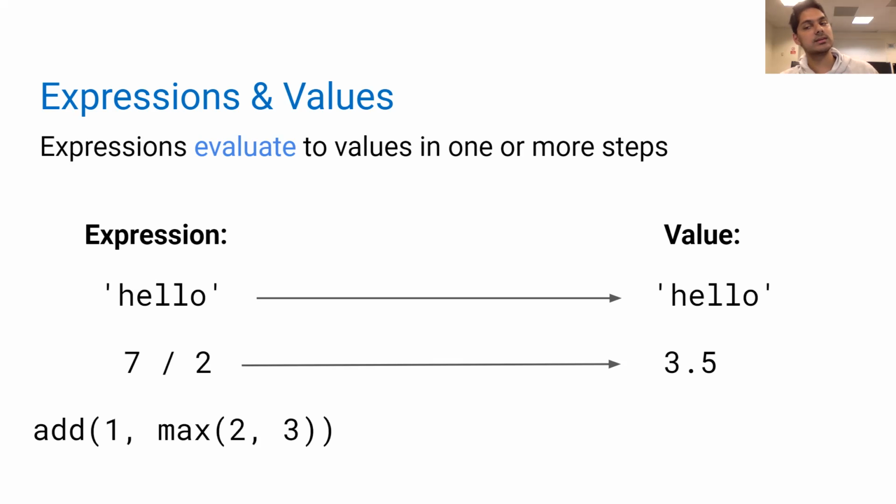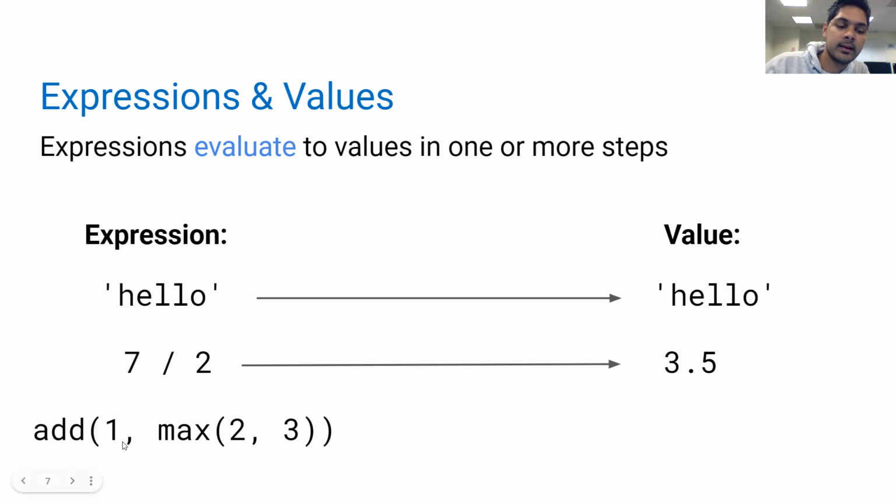This one gets a bit more complicated. We have the function add, which takes in the parameter 1, and then we have another function call, max of 2 and 3. What max does is take two inputs, input 1 and input 2, and return the maximum of the two. First, we evaluate the operator, which is add, and then we evaluate the operands, which are like the parameters or arguments.